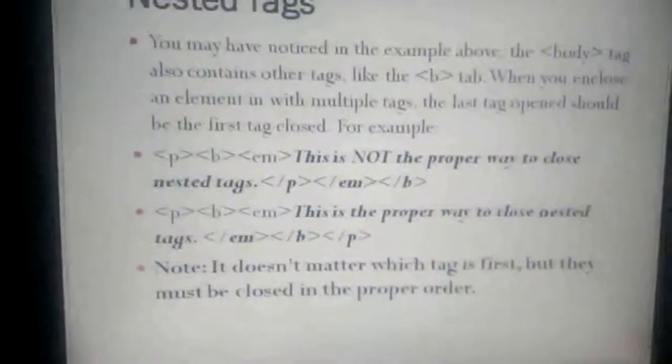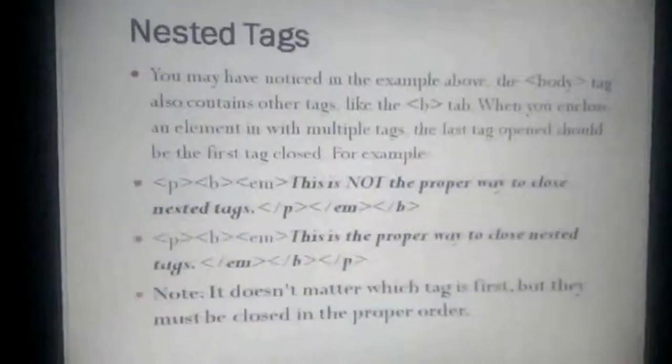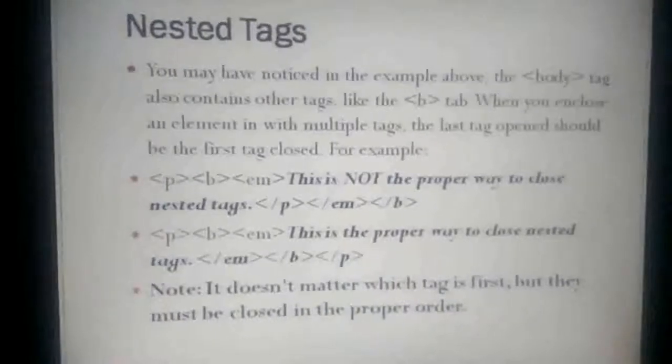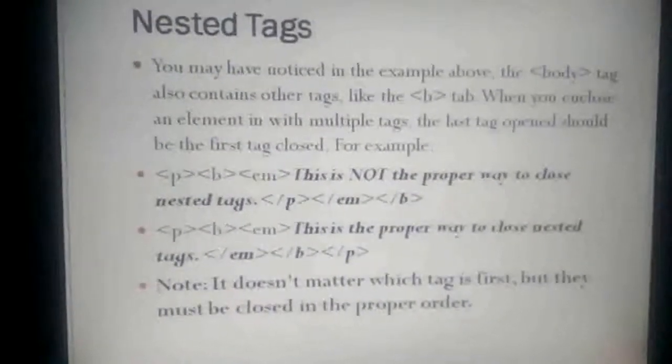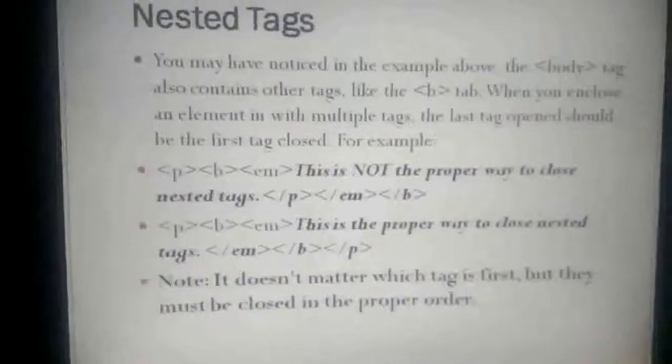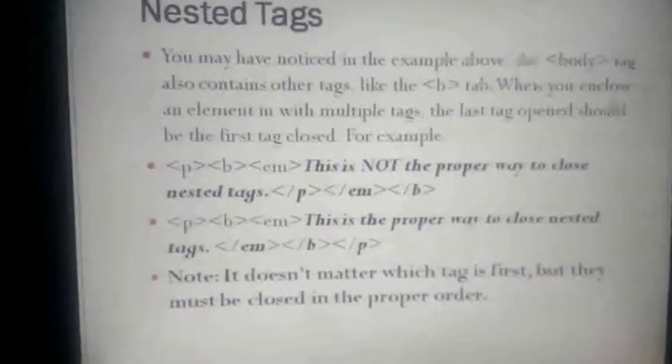Like for example, the mistake students mostly make is, P is for paragraph tag, B is for bold, and then EM for emphasize. So they have opened three tags. This is not the proper way to close nested tags. So they are saying this is wrong, done wrong. Like first we have opened this P, then they close P, then that way. No, this is the wrong one.